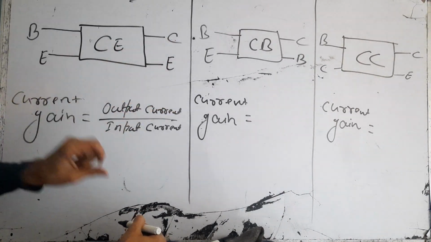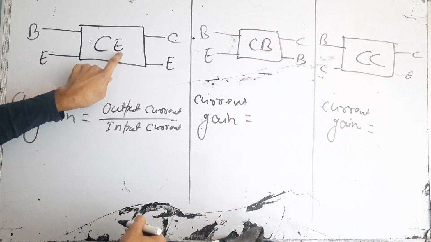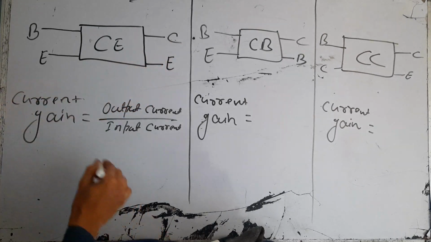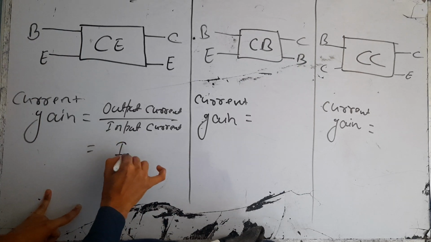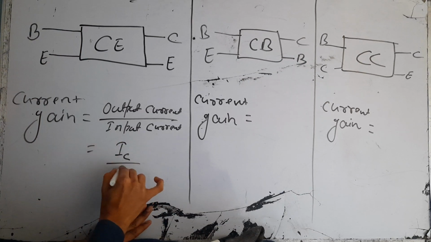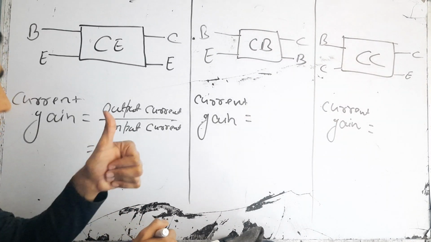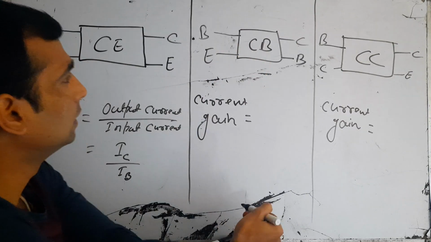You can see what is output? Collector. But just a reminder of one thing: emitter is common, so you can't take emitter. So this is basically IC upon IB. IC upon what, student? IB. Got it now? Visible? Fine. Okay. So this is the current gain.